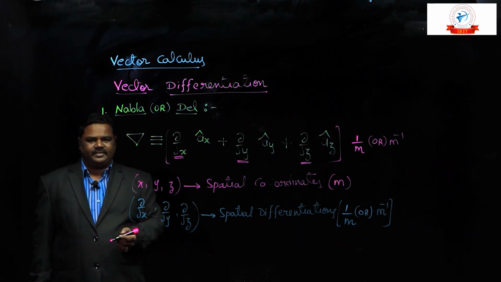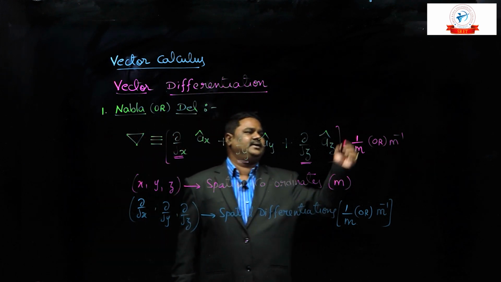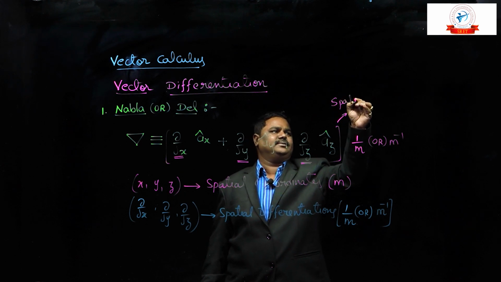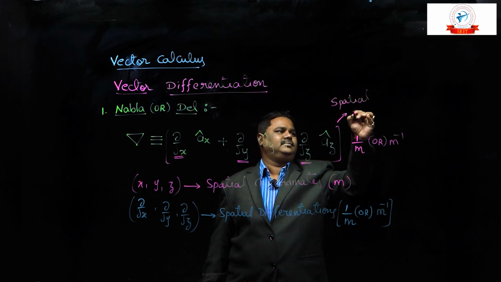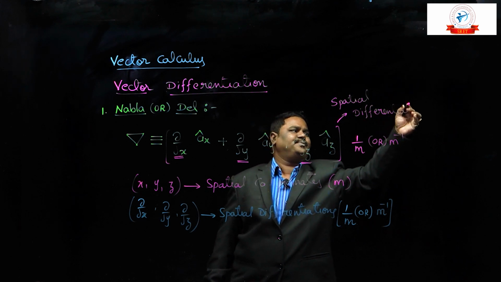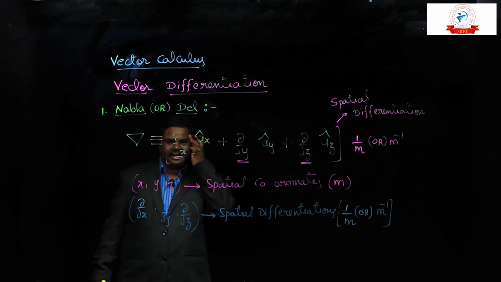It is the first point. Okay. So we say that del is a spatial differentiation. Fine. This is the first point.